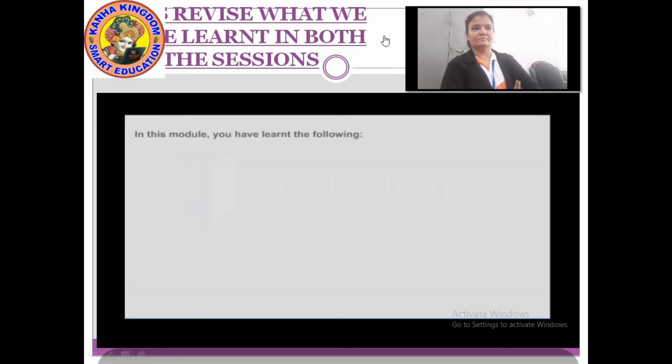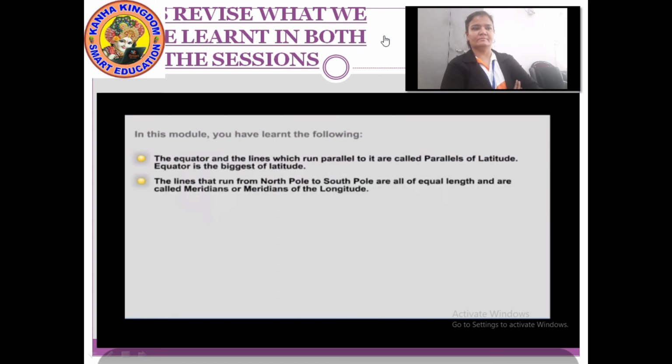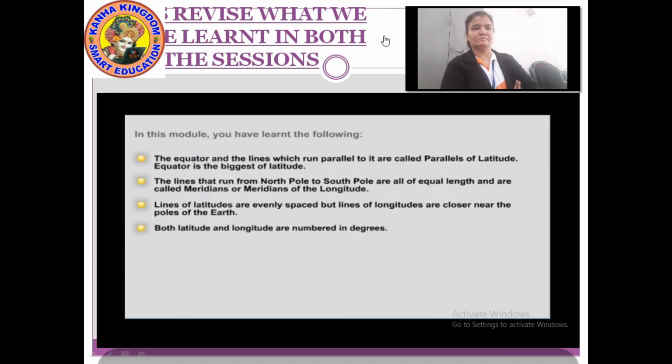In this module, you've learned the following. The equator and the lines which run parallel to it are called parallels of latitude. Equator is the biggest of latitudes. The lines that run from North Pole to South Pole are all of equal length and are called meridians or meridians of longitude. Lines of latitudes are evenly spaced, but lines of longitudes are closer near the poles of the Earth. Both latitude and longitude are numbered in degrees.